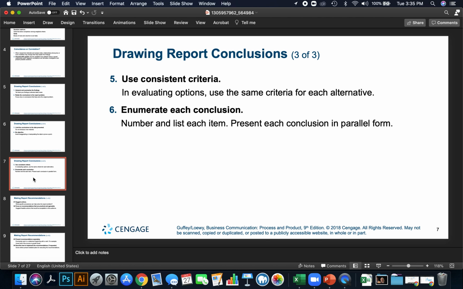Use consistent criteria. In evaluating options, use the same criteria for each alternative. That's truly the only way that you'll have unbiased conclusions. And then enumerate each conclusion. Number and list each item. Present each conclusion in parallel form and how you reached those conclusions.